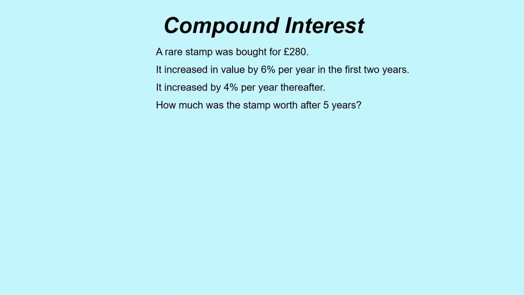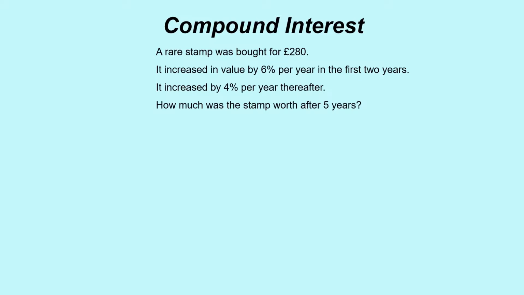Moving on, we've got another compound interest question, slightly trickier one. So we've got a rare stamp was bought for £280, increases in value by 6% per year in the first 2 years, then it increases by 4% per year thereafter. How much is it going to be worth after 5 years? So we've got 2 different increase rates here. We're going to have to do 2 calculations.